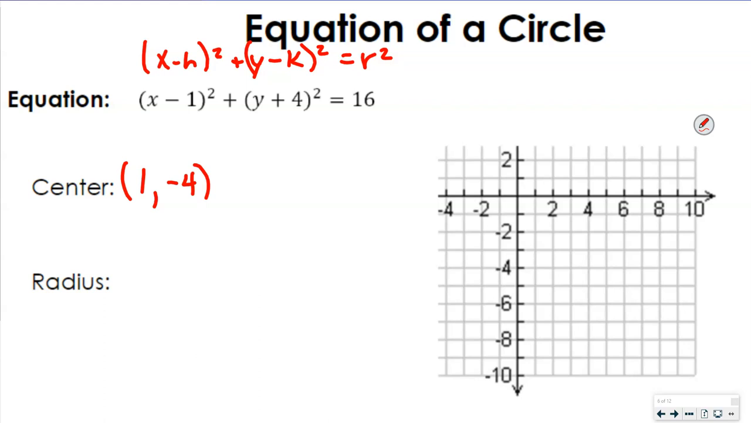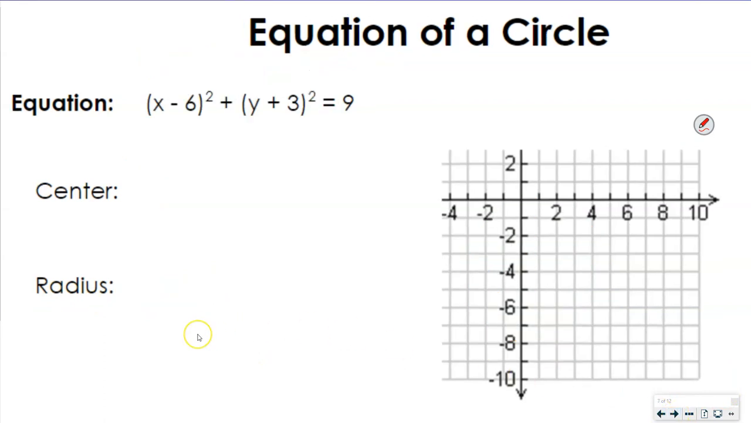So then we're also going to pull our radius. Our radius is going to be the square root of 16, so that's going to be 4. Now we're going to plot those points: 1, negative 4, right here. And our radius is going to be 4, so we're going to count 1, 2, 3, 4, in each direction. Now I'm going to do my best to draw a circle. It's probably not going to be perfect, but that's the best I can do. Good enough for our representation, okay?